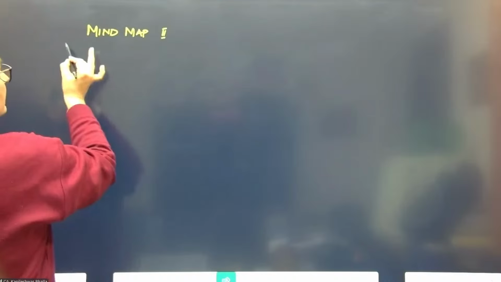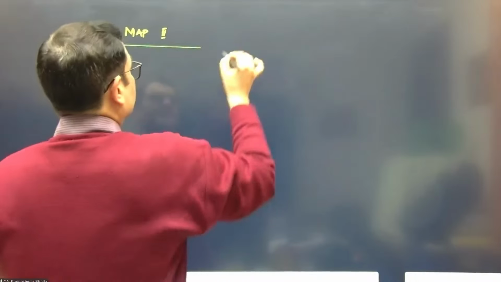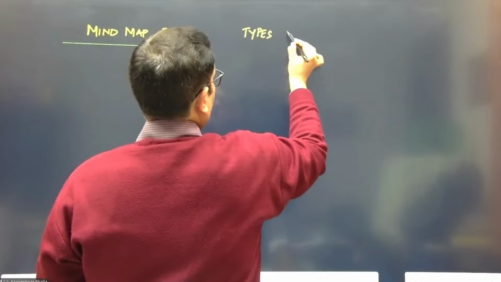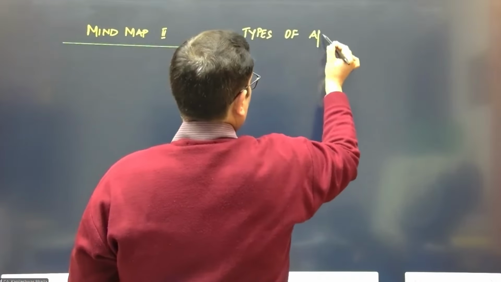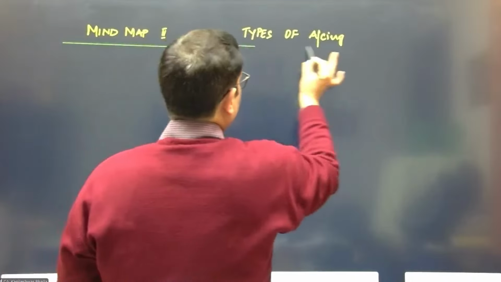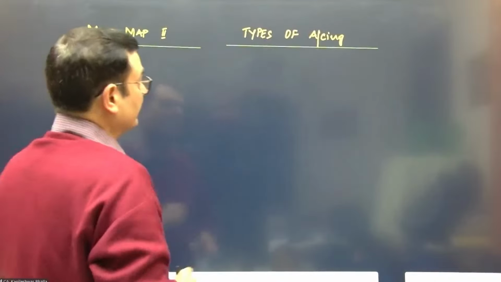So let me make my mind map number 2. I'm creating my second mind map number 2. This is with reference to the types of accounting which is given in the standard, including the appendix.